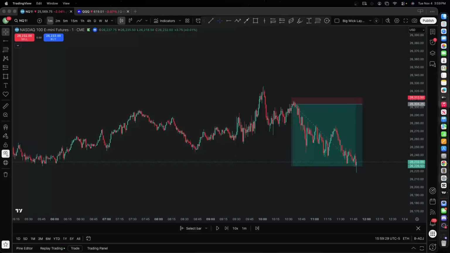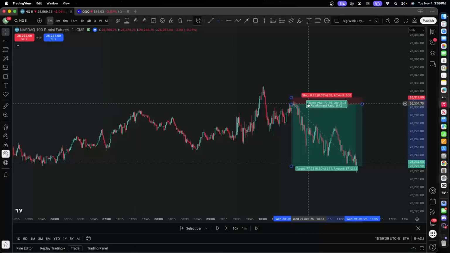Wanted to take a quick second and look back to one of the trades I took, I believe last week, which was October 29th. Wanted to share it with you. It was a pretty fabulous trade. Lots of great things to be learned in it. It was a risk of 8.25 points to make 77.75 points. Perfect trade, in my opinion.